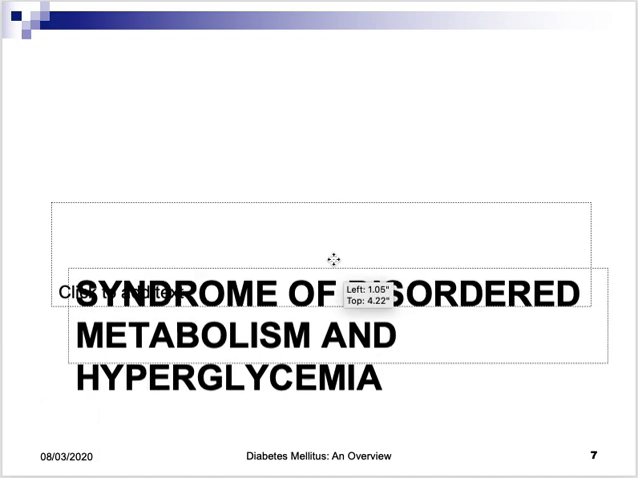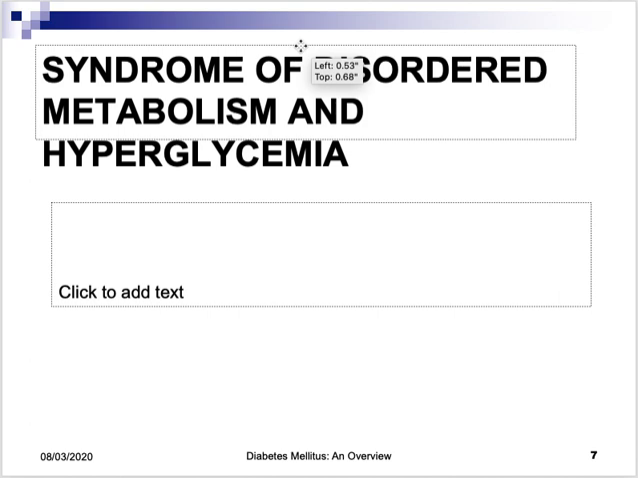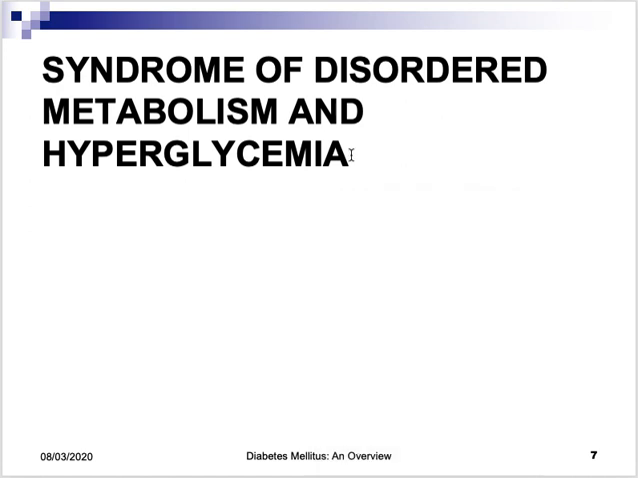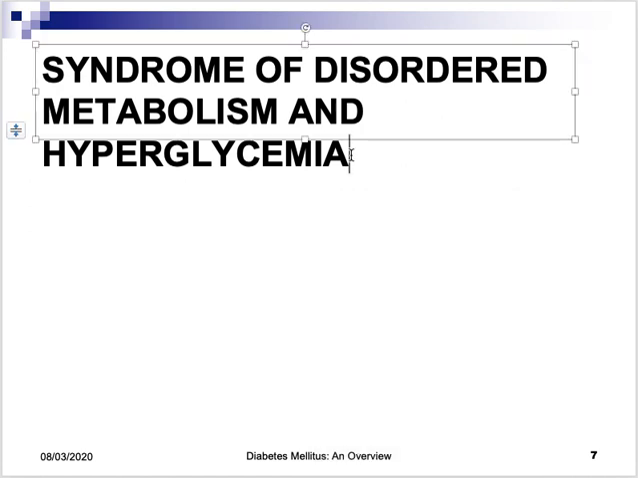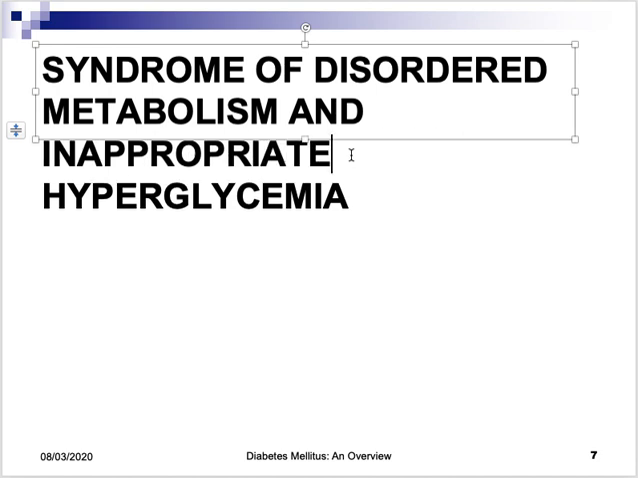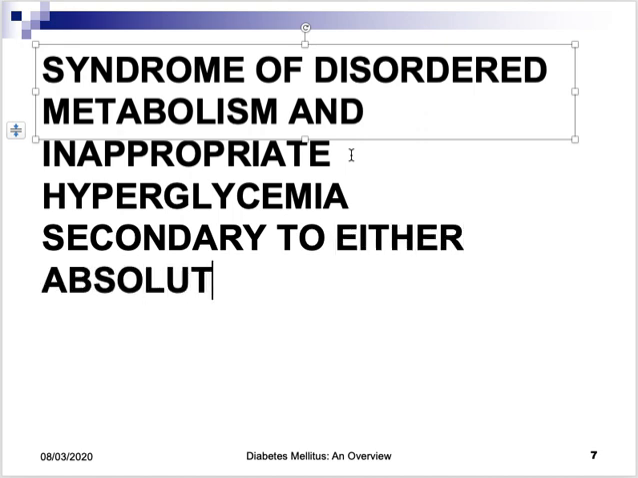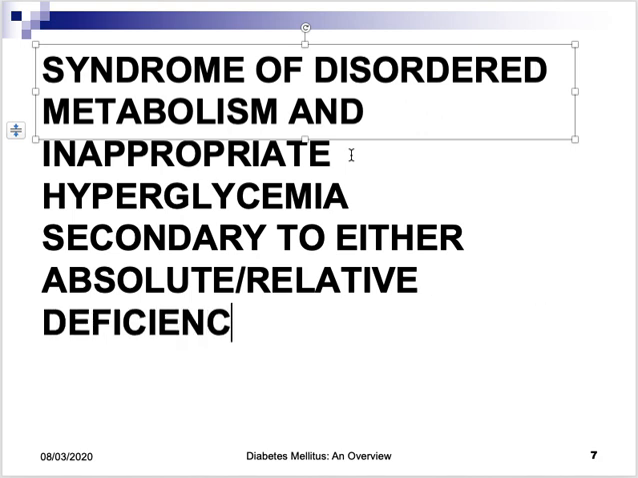One thing, by the way: in the body, hyperglycemia can occur at any time. Your body can go into hyperglycemia at any time. So it's a syndrome of disordered metabolism and inappropriate hyperglycemia, secondary to either absolute or relative deficiency of insulin.